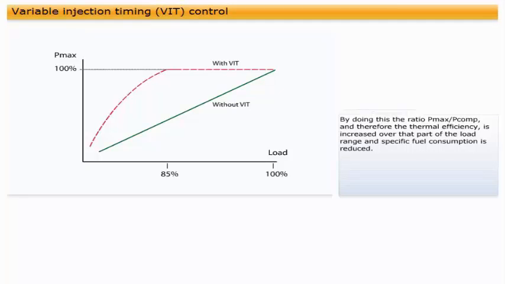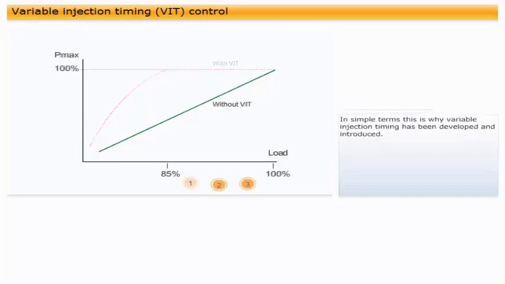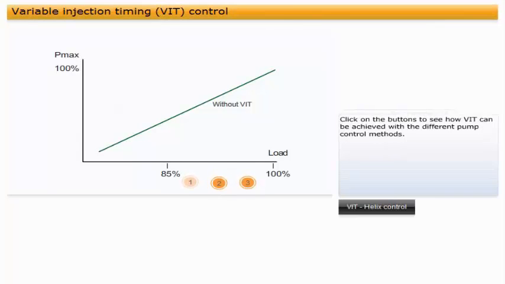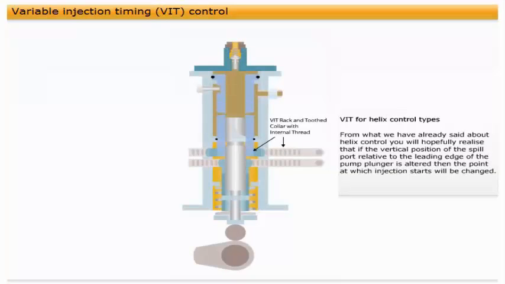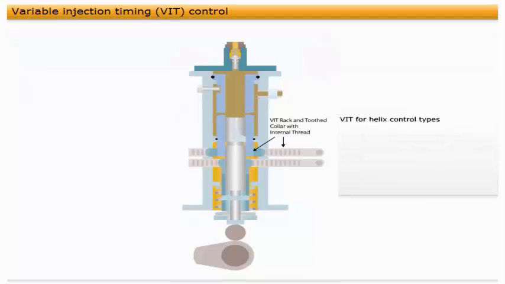From what we have already said about helix control, you will hopefully realize that if the vertical position of the spill port relative to the leading edge of the pump plunger is altered, then the point at which injection starts will be changed. Raising the spill port relative to the plunger will retard the injection timing, and lowering it will advance the injection timing. This change in relative position can be achieved by either raising or lowering the pump barrel or the plunger. Let's see how variable injection timing can be achieved using a pump with helix control.